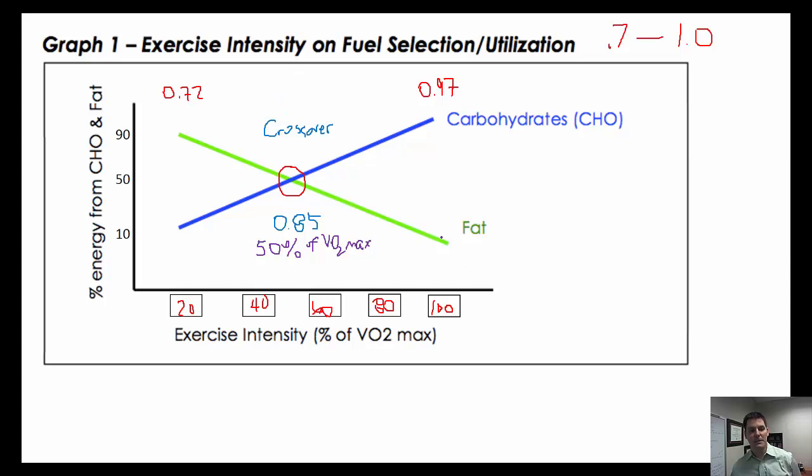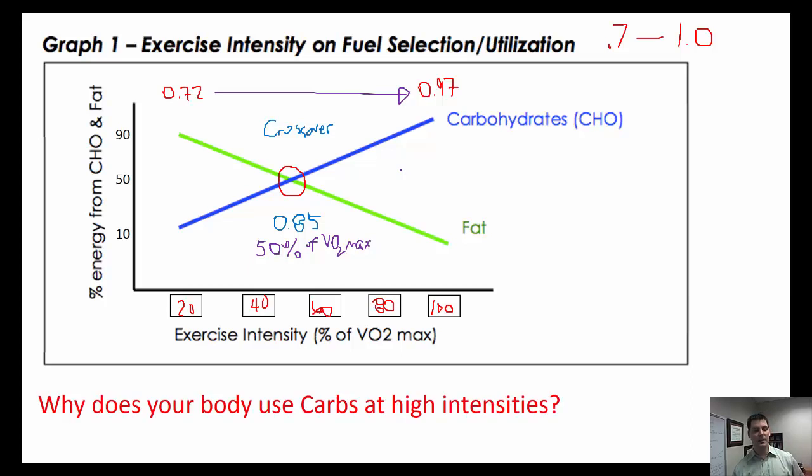We start to use more and more carbs, less and less fats. And so what we can imagine then is RER at low intensity is 0.7, and we slowly work our way up this graph until we have an RER near 1, or almost all carbohydrates.